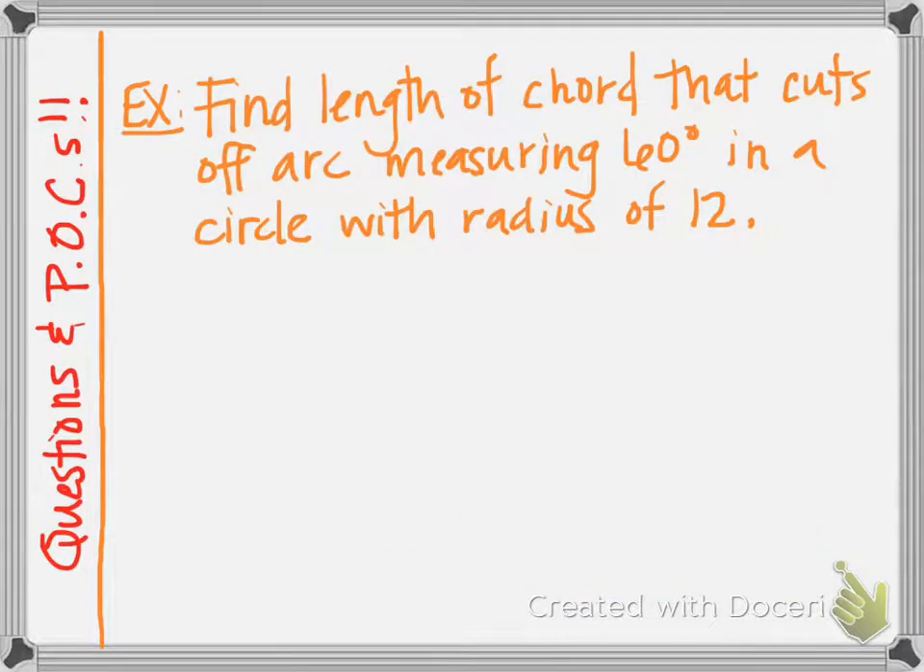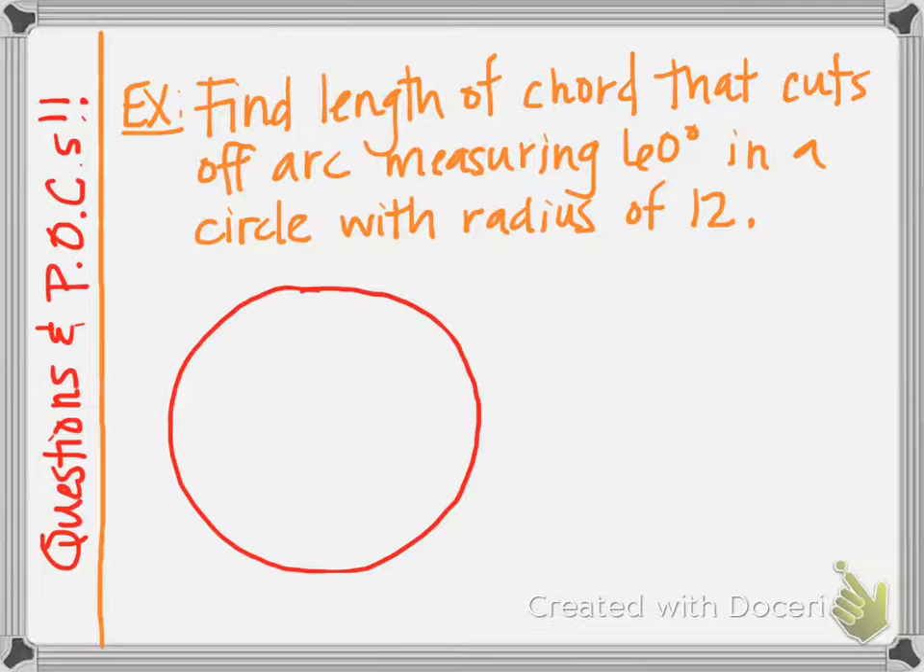Okay, so let's finish up with an example. It says find the length of the chord that cuts off the arc measuring 60 degrees in a circle with radius of 12. So the first thing we probably always need to do is draw a picture if we don't have one. So we've got a circle. It's got a radius of 12. It says find the length of the chord that cuts off the arc measuring 60 degrees.